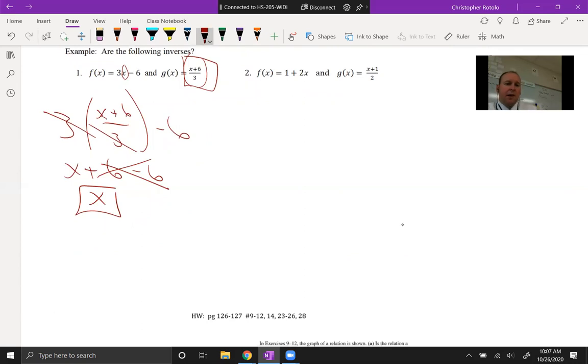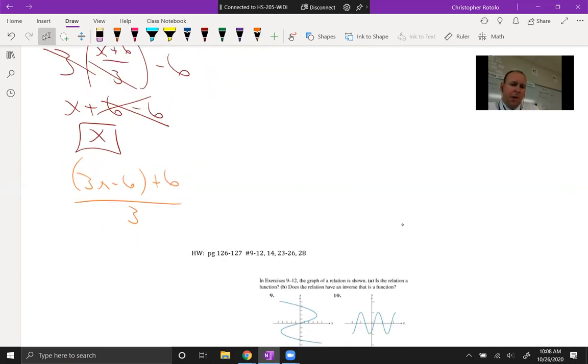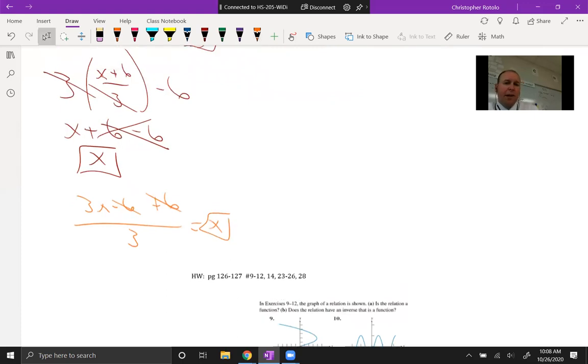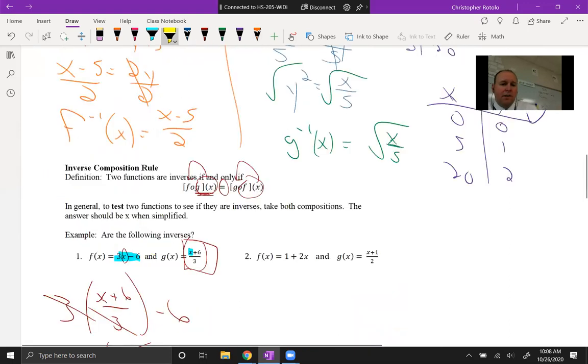So now I'm going to take my 3x minus 6 and put it in right here. 3x minus 6, again, using parentheses to show my substitution. So let's see what happens. All right, so now these parentheses are kind of pointless, right? There's nothing else we can do in there. So negative 6 plus 6, that's 0. And if I have 3x divided by 3, that's just x. So it does pass both ways, that they both turn into plain old x, which means these are, yes, truly inverses.